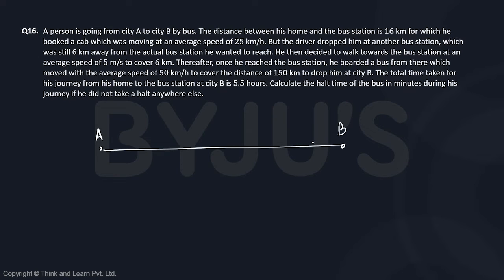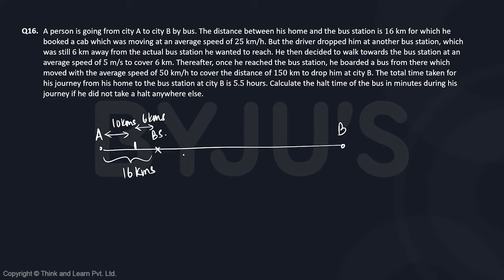Okay, so this is city A. This is city B. He wanted to go to a bus station which was 16 kilometers away. But the cab dropped him at the 10-kilometer point from A because he had another 6 kilometers to go. Thereafter, he walked these 6 kilometers at the speed of 5 meters per second.